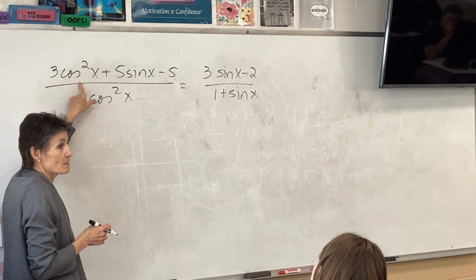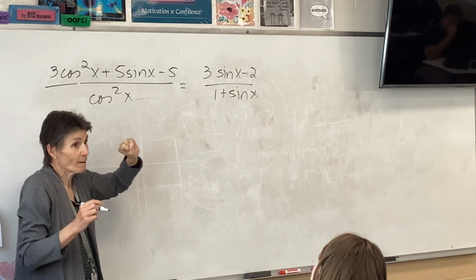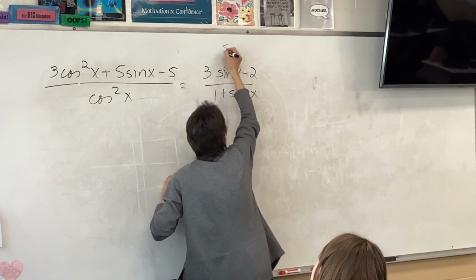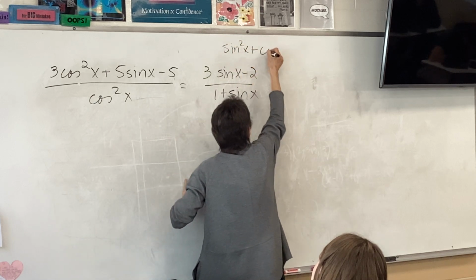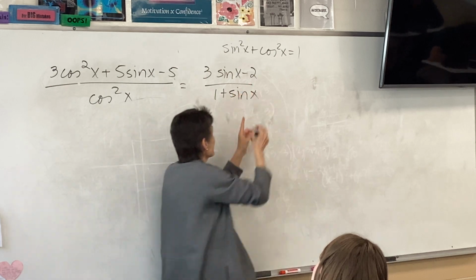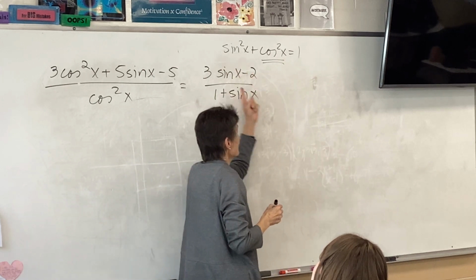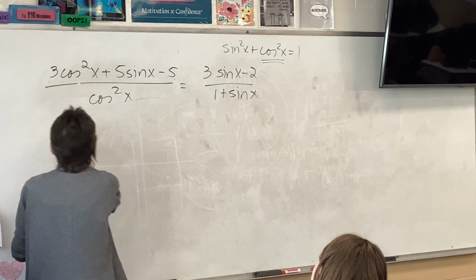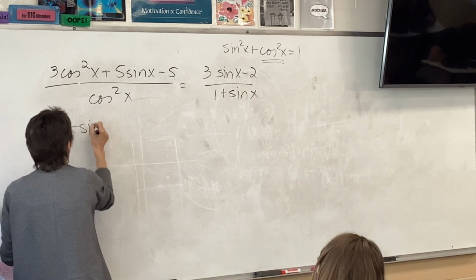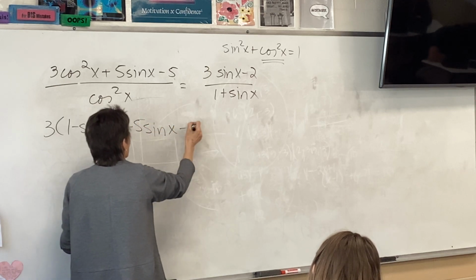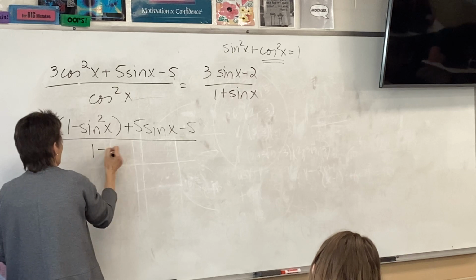So I know, because on my list of things to know, that sine squared plus cosine squared is 1. Which means cosine squared is the same as what? 1 minus sine squared. So we're going to take that cosine out and replace it with 1 minus sine squared, on the top and the bottom.